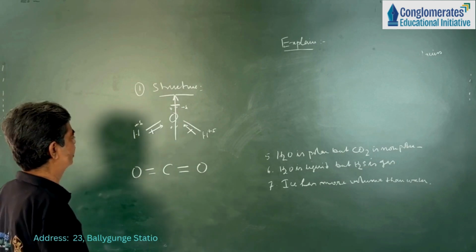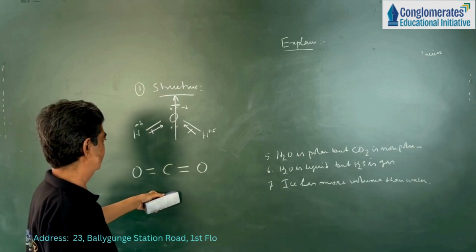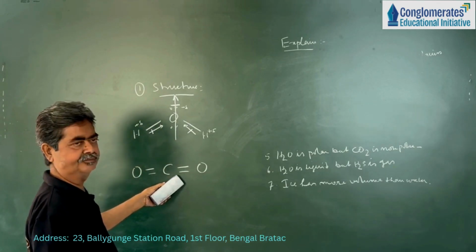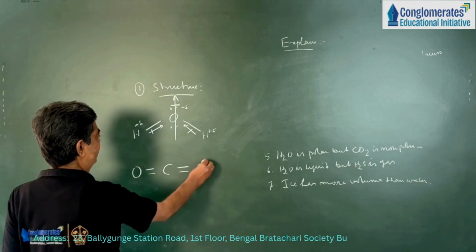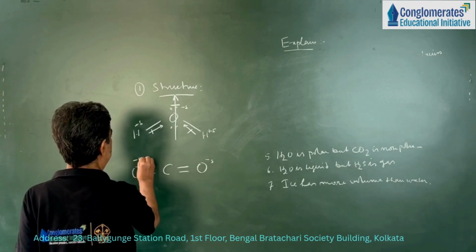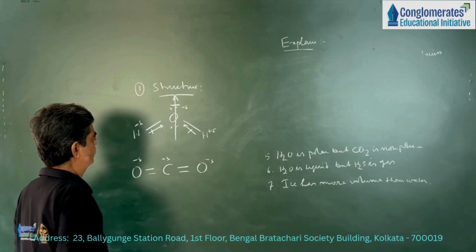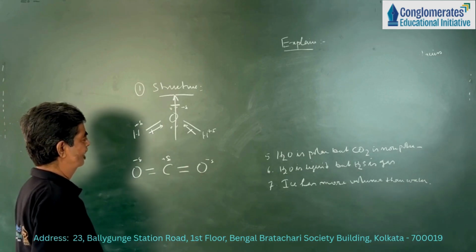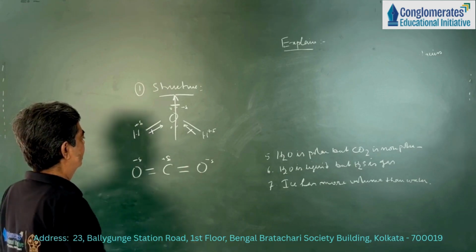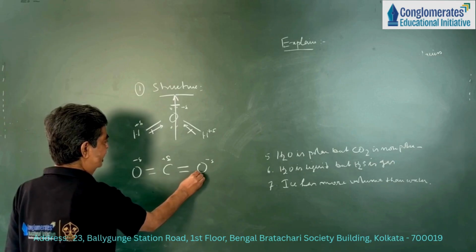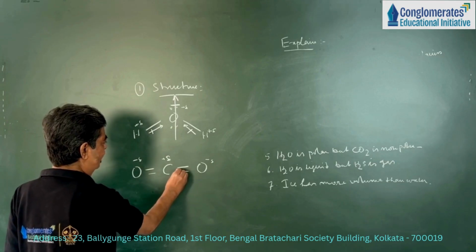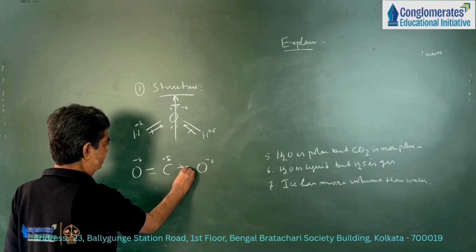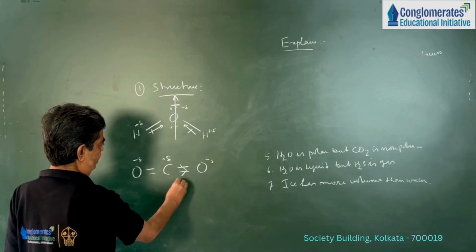On the other hand, what will we find in carbon dioxide? In carbon dioxide we find it is a linear structure, and we know oxygen is more electronegative than carbon. So carbon will be slightly positively charged and oxygen slightly negatively charged. Why does that happen? Due to oxygen's greater electronegativity than carbon, it will attract the bonding electrons towards its nucleus.